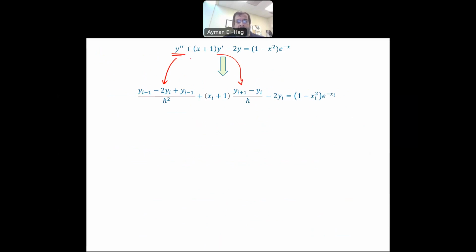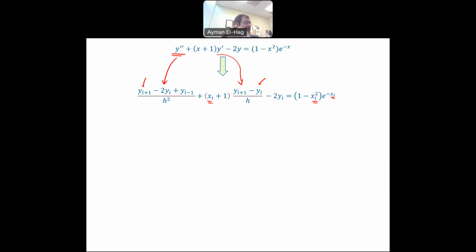Since we want to find the solution at a certain i, the value of x will be at i, at the current increment. But the formula will have i plus 1, i, and i minus 1, as you see here in the y formulas. Now we need to create basically equations.